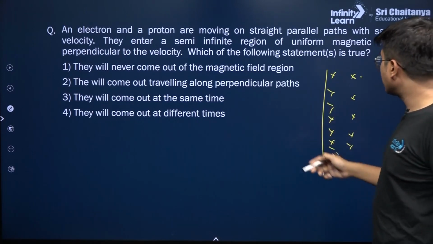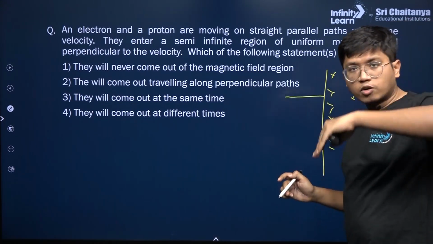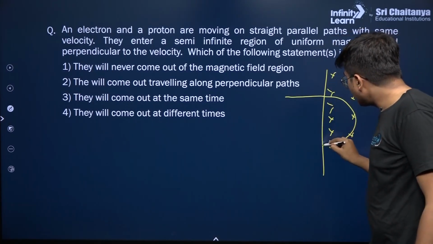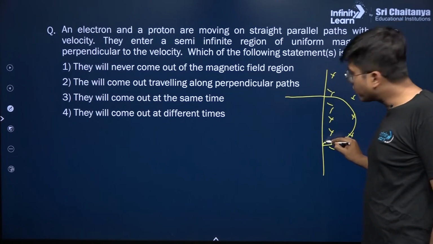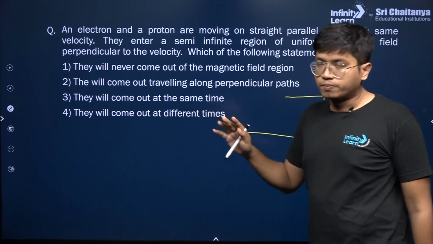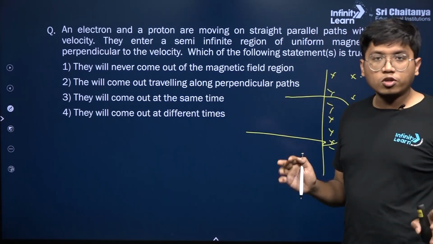Now, if any particle comes in, it's going to trace out a circular path. But while it makes a circular path, it's going to turn. After half a semicircle, it's going to come out of the magnetic field, so it's going to go out. So the first statement, that they will never come out, is false. Next, they will come out traveling along perpendicular paths. That is not going to happen.